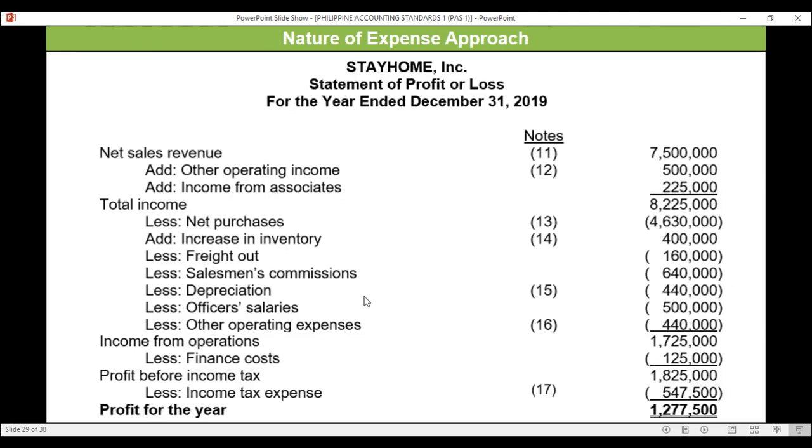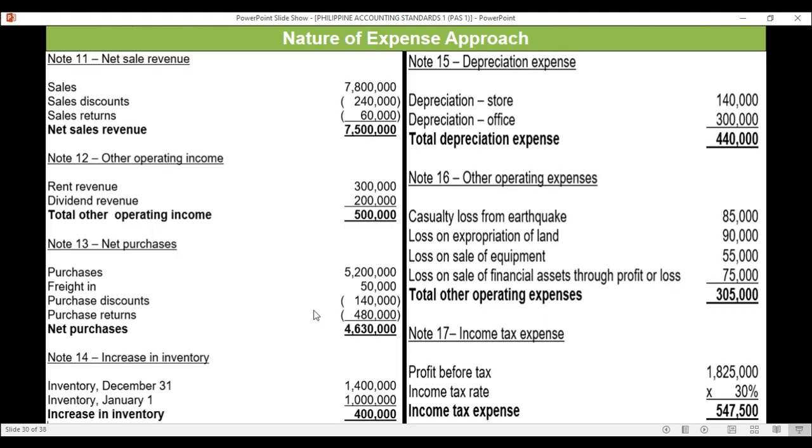So for the nature of expense approach, again, we don't have cost of goods sold here, but we have the computation of your net purchases, increase in inventory, freight out, and the sales commission, the computation of the depreciation, and the other operating expenses. For the notes, for purchases we have note 13. So the net purchases: 5,200,000 plus 50,000 minus 140 minus 480.